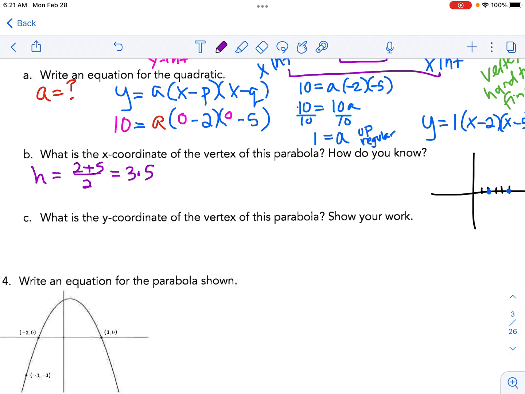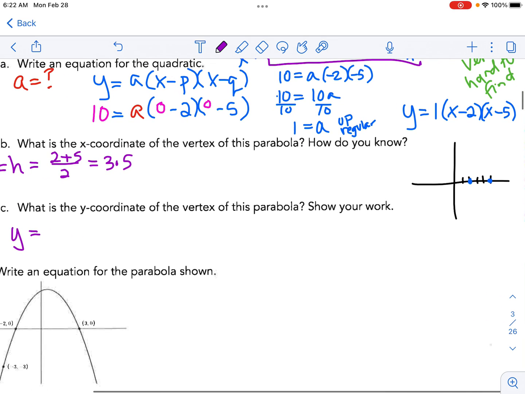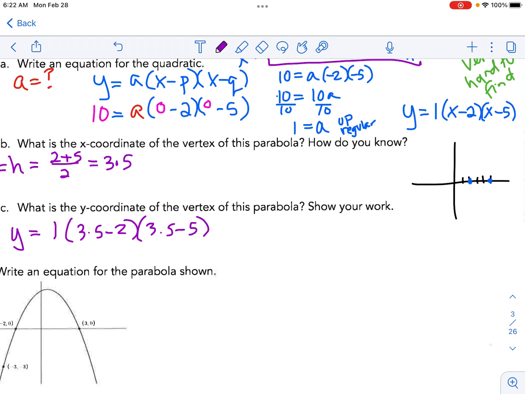And then finding the y-coordinate, the k. So maybe I should say this is the x-coordinate, right? The y-coordinate, because I'm going to pull that equation here, 3.5 minus 2, 3.5 minus 5. So that looks like 1 times 1.5 times negative 1.5. That makes sense, right? It's right in the middle. And that is negative 2.25. So that is our k.